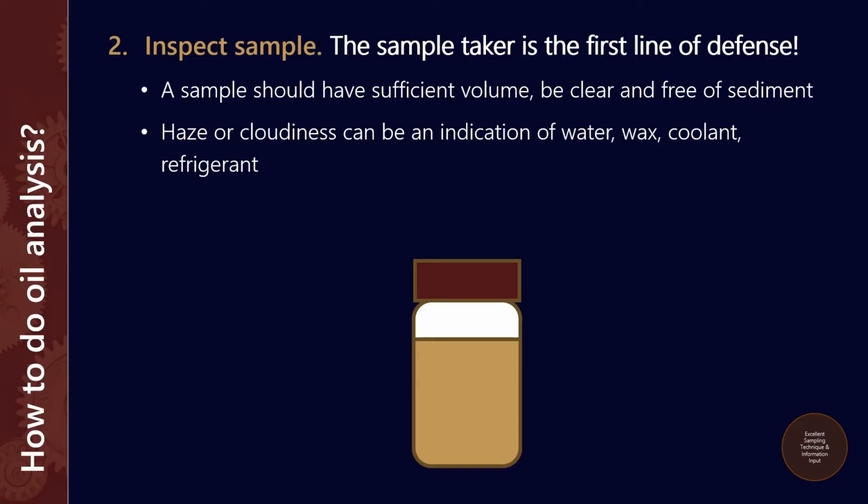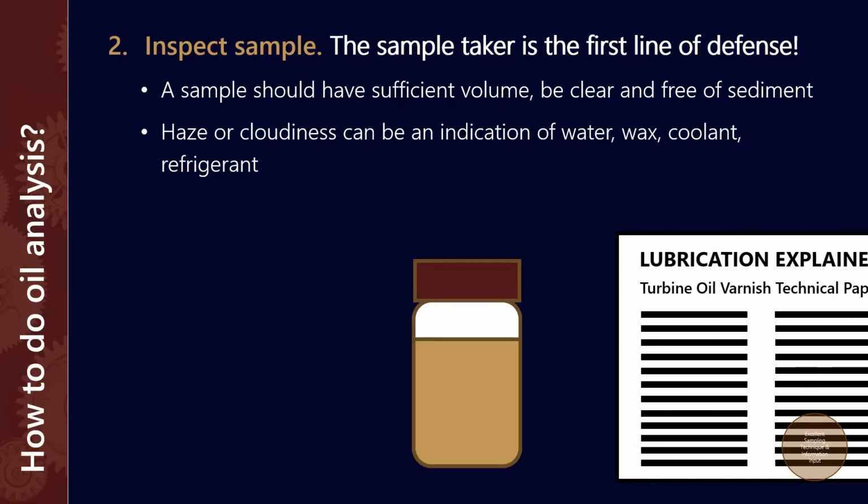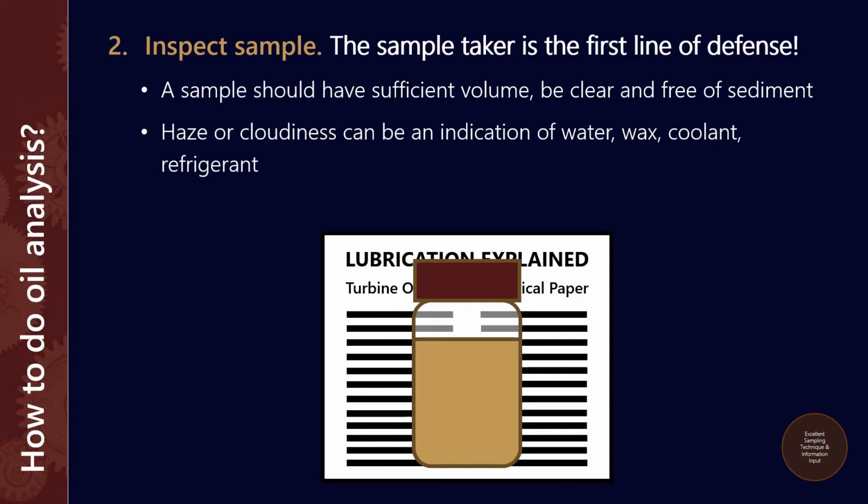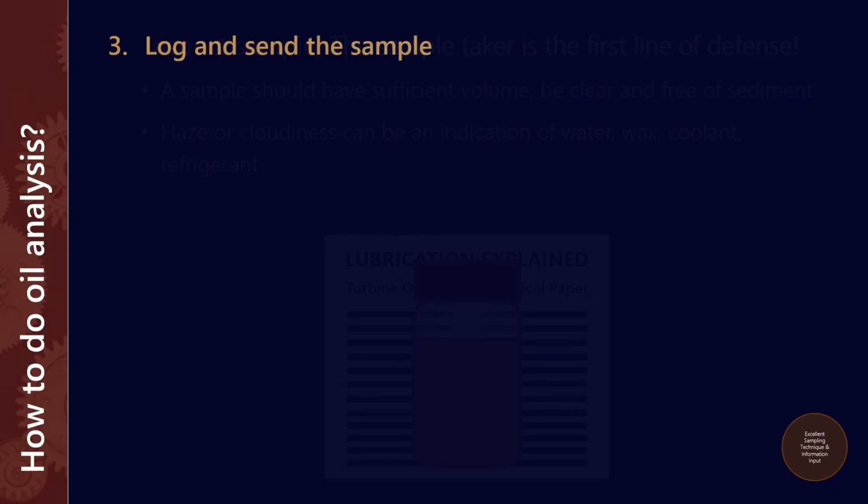All right, so how much water is normal, and how can you tell? So if there's haze or there's cloudiness, that could be an indication of water, wax, coolant, or refrigerant, right? Could be any of those. As a general rule of thumb, we say that you should be able to read a newspaper from behind the sample. Okay, that's an acceptable level of water contamination.